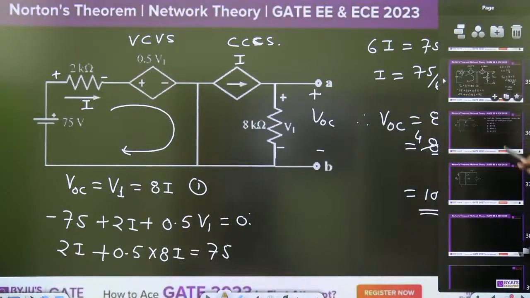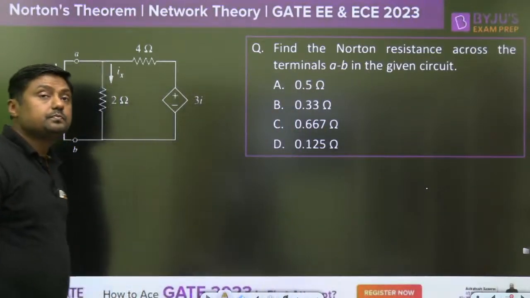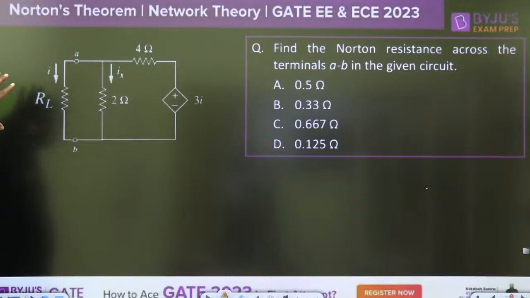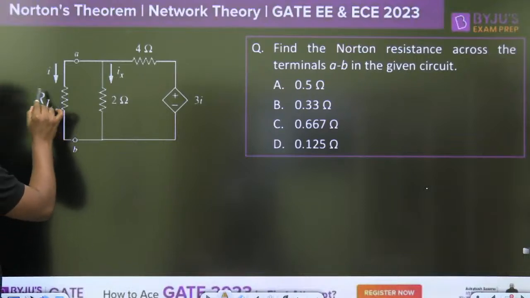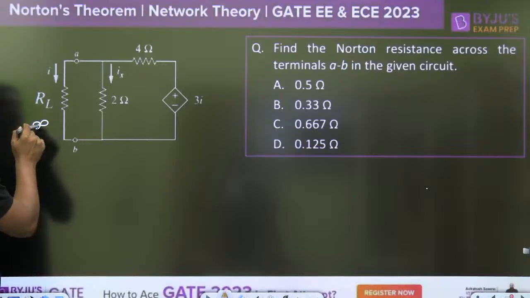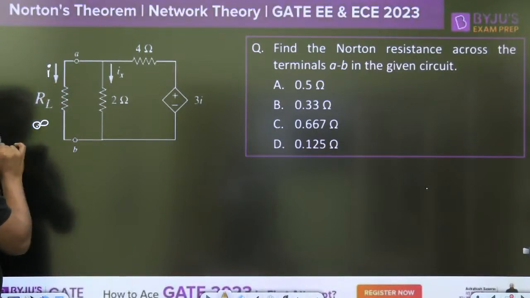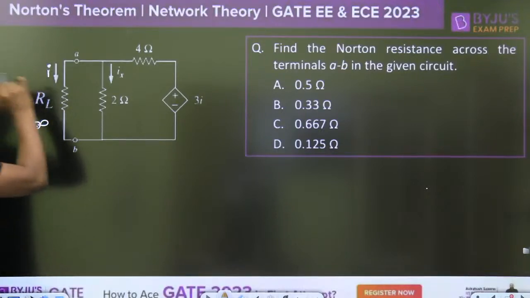Okay. That is the last assignment, and then I will give you 3 assignments from Norton's theorem. Try to understand. Find the Norton's resistance across the terminal AB. If I want the Norton's resistance, my dear students, always remember this RL, you have to make it infinite, that is, open circuit. But what will be the silly mistake in this question? When I make it infinite, you will make this I equal to 0. But always remember, this I is not 0. That is the good question from Sadiku, Alexander and Sadiku.